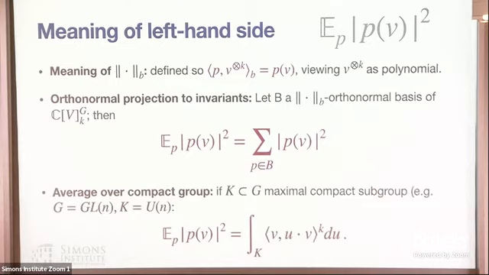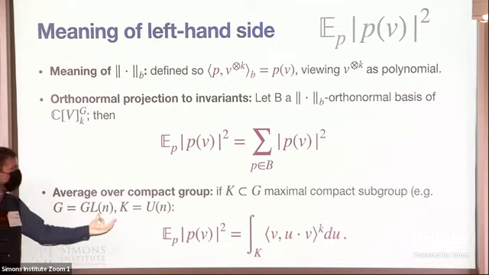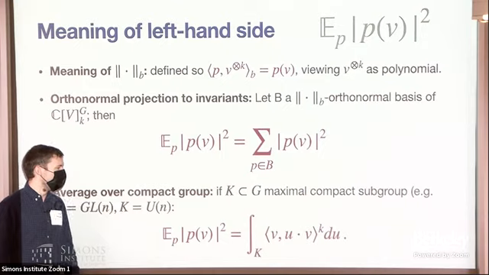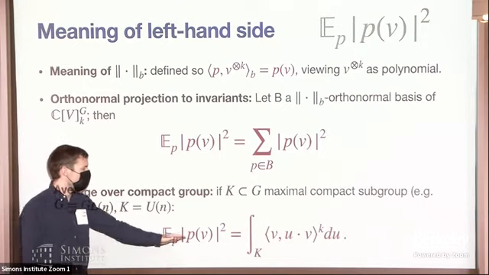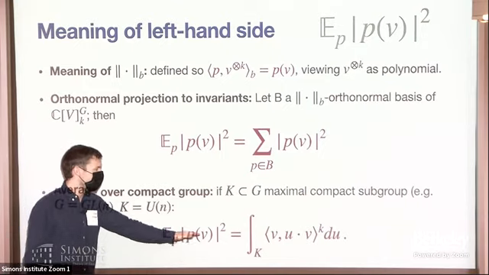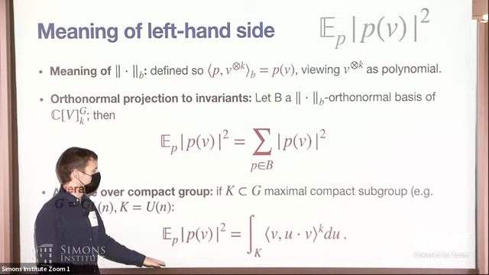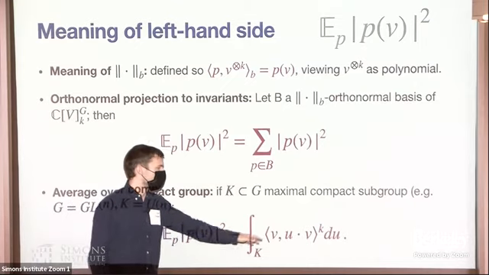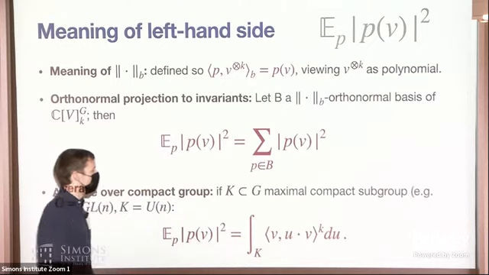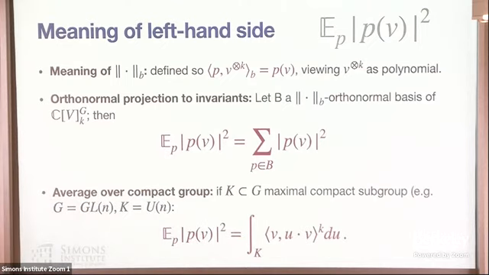Okay, another way to think of this is as an average over a compact group. You don't really need to worry about what K is, but I would just have this example in mind, GL_n and the unitary group. So you can think of this quantity, the average value of an invariant of degree K, as a certain average of this quantity over the compact group, so like the average over the unitary group. And that'll come up in the proof.